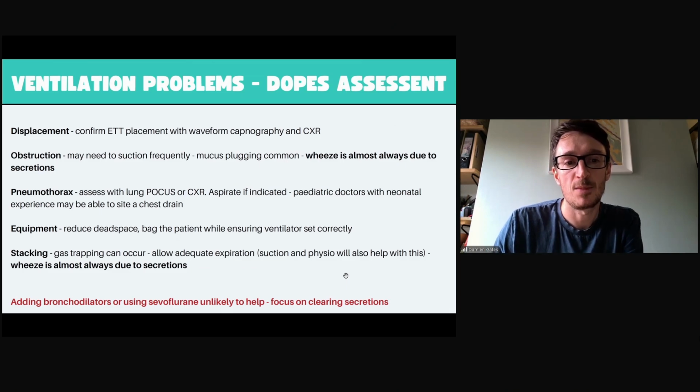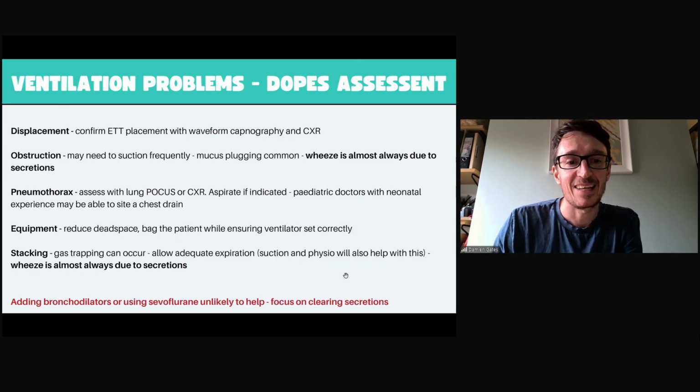In terms of equipment, try and minimize your dead space. I wouldn't recommend cutting the ET tube, because the difference in dead space from doing that is fairly minimal, but look at the rest of your circuit. And if you have to bag the patient while you're ensuring the ventilator is set up correctly, just do that. And if you can't get them on the ventilator and you need to keep them safe, just continue to bag them until the retrieval team gets there.